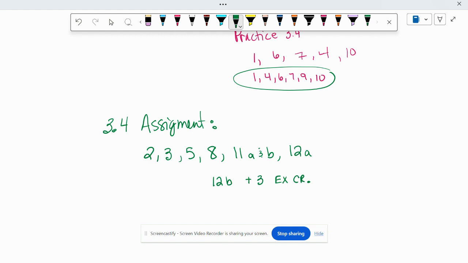I will make 12b plus 3 extra credit, but you have to remember to check your solutions. So you're going to check for extraneous solutions, especially on the ones on the back side. Okay. And for the extra credit, you have to show all your work. And if you want the extra credit, it has to be ready for me to check tomorrow. That's Friday at the beginning of class. Alrighty, that's it.